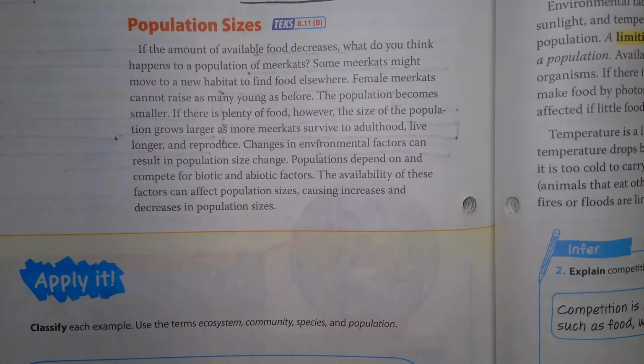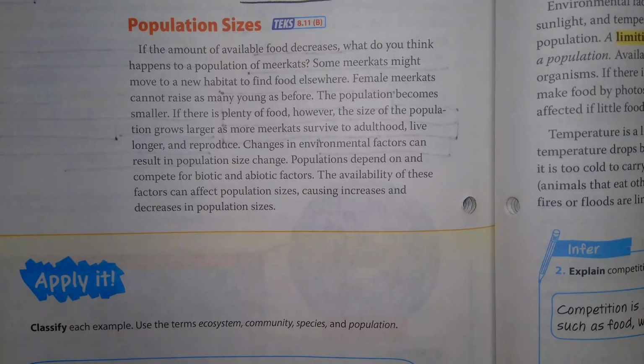Population sizes. If the amount of available food decreases, what do you think happens to a population of meerkats? Some meerkats might move to a new habitat to find food elsewhere. Female meerkats cannot raise as many young as before. The population becomes smaller. If there is plenty of food, however, the size of the population continues to grow larger as more meerkats survive to adulthood, live longer, and reproduce.